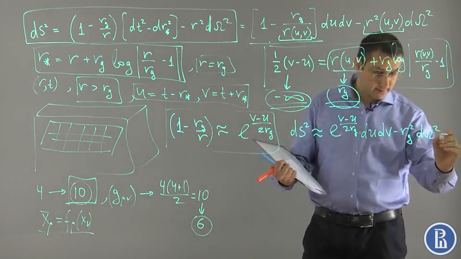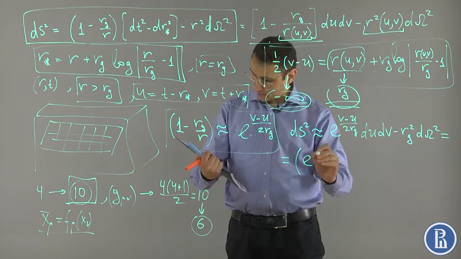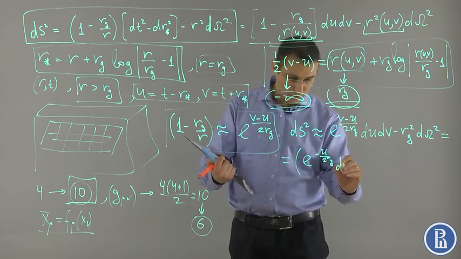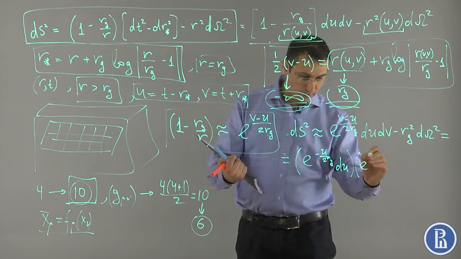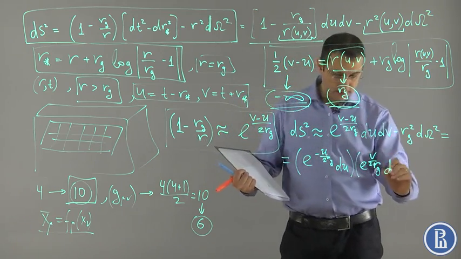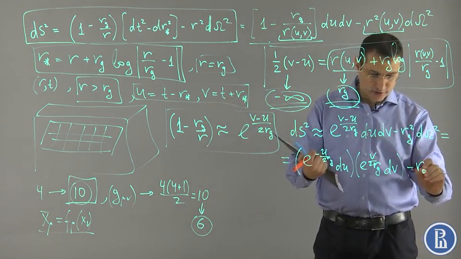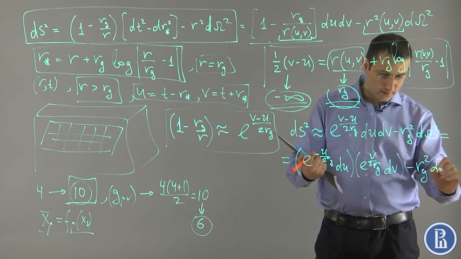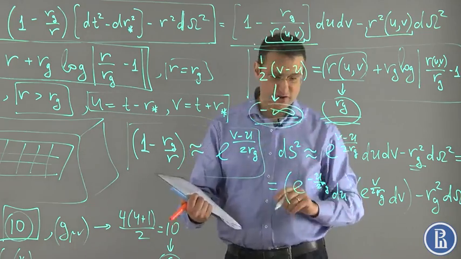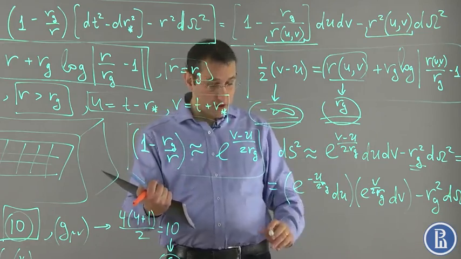And this is equal to exponent of u to rg du exponent of v to rg dv. This is just a rewriting of this metric, minus rg squared d omega squared. Remember that we are around the point where r is approximately equal to rg. So now one can make the following change of the coordinates.